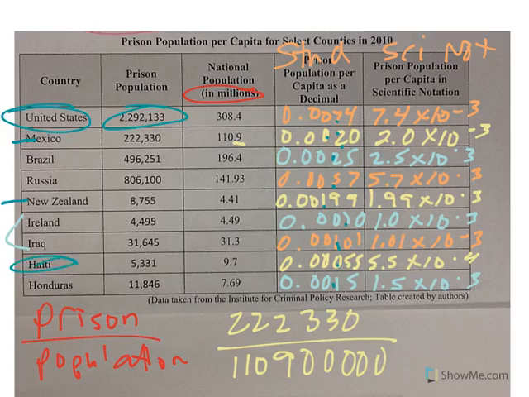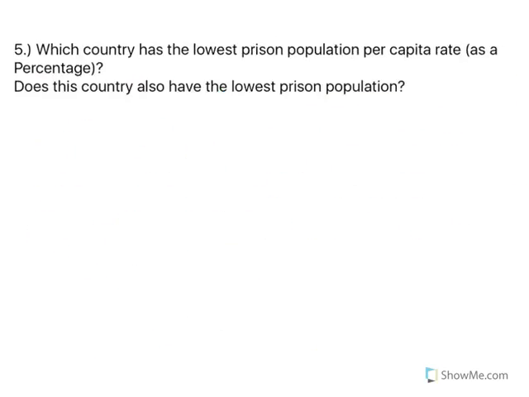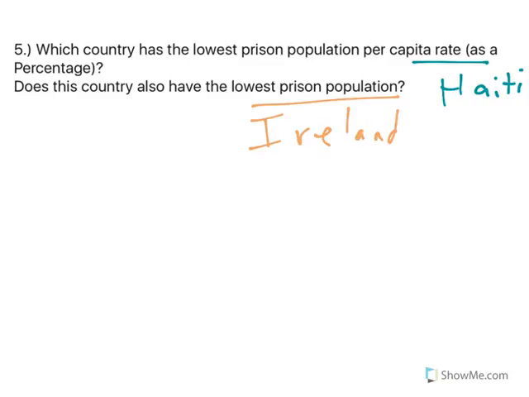Now, Haiti is the only one that's times 10 to the negative 4th. It's the smallest number. Haiti has the smallest rate, but if you look, Ireland has the smallest number. So, smallest rate, Haiti. Smallest prison population, Ireland. Ireland has fewer people in prison, but they have a smaller population, which means they have a higher rate with all of that.